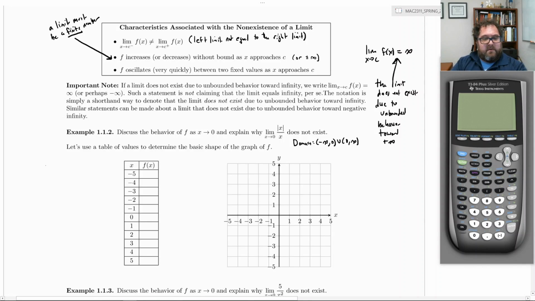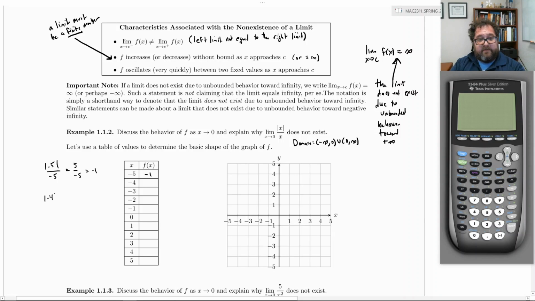So if you plug in a -5, what do you get? You get absolute value of -5 over -5. So what's absolute value of -5? Well, that's +5. Then +5 over -5 is -1. And I think what you're going to see is that same answer is going to occur for any negative number you plug in. Just take a look.